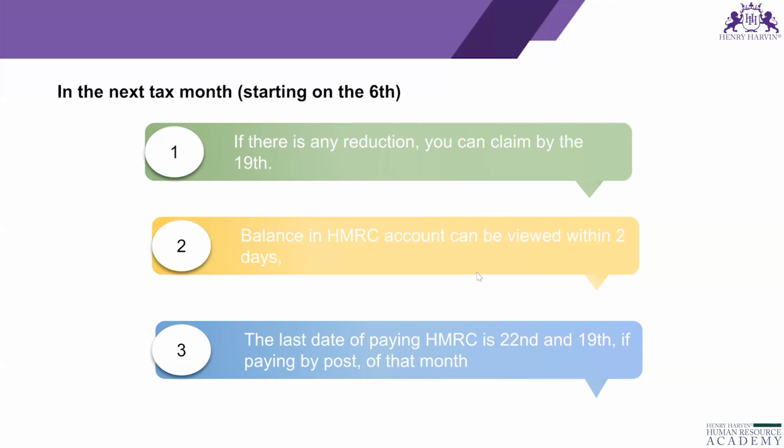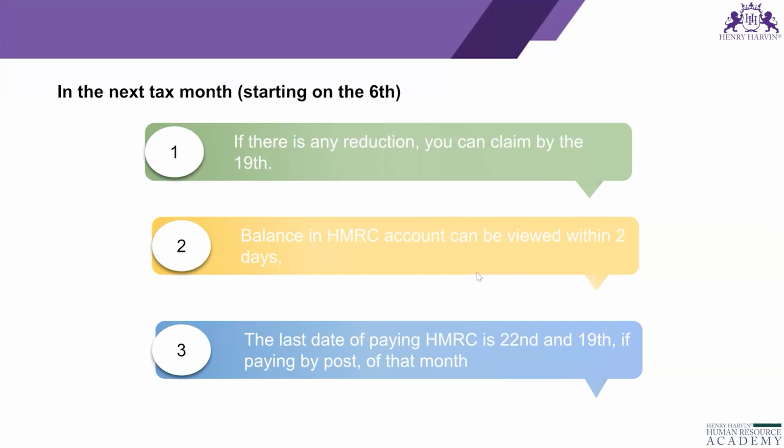If you pay through post, that is a cheque payment or any kind of demand draft, this takes 2 or 3 days. So for that you have to submit payment by the 19th. If you pay online, that is direct payment, then you have to pay by the 22nd, that is the last day. That is the reason the 19th is the last day.